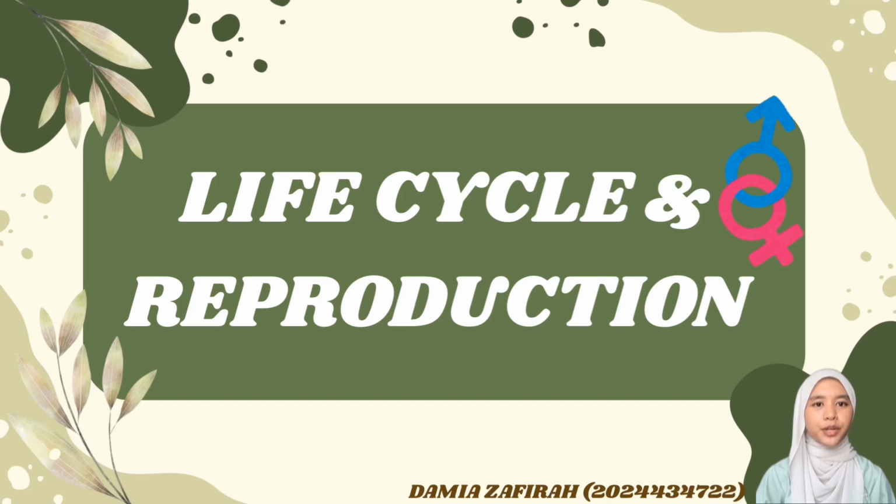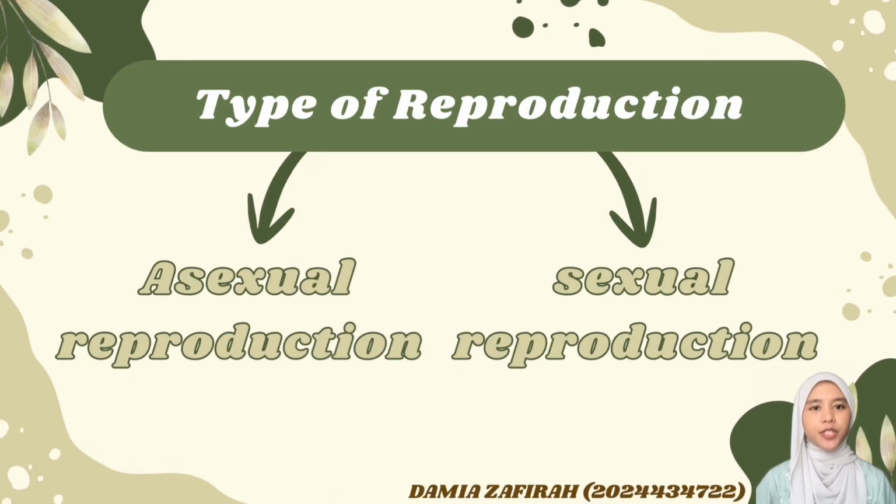Now I will be explaining reproduction in Spirogyra. Spirogyra reproduces in two ways: asexual reproduction and sexual reproduction. The type of reproduction depends on environmental conditions. Asexual reproduction occurs when the conditions are favorable for growth, while sexual reproduction occurs when the conditions become unfavorable and the organism needs to survive a harsh environment.